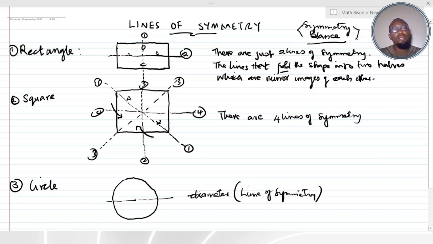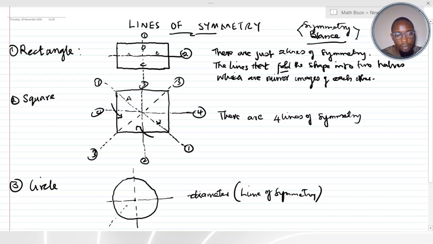And this is because it also fulfills the requirement for a line of symmetry. It also divides the circle into 2 equal halves that are mirror images of each other. Any direction you choose to draw the diameter, it is always going to split the circle into 2 equal halves that are mirror images of each other.